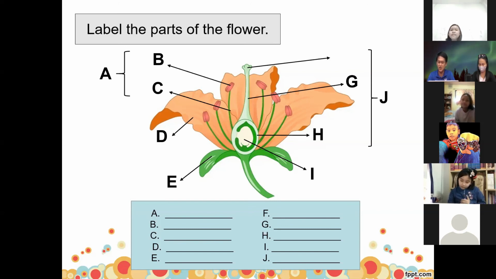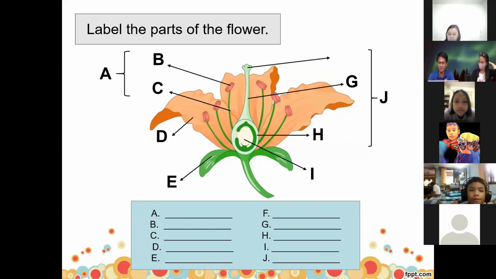Pistil. So pistil has three parts. The first one on top is called what? Stigma. Okay. The slender part, what do we call it? Style. And the last part, where we can find the ovule or the egg, what do we call it? Ovary. Very good.